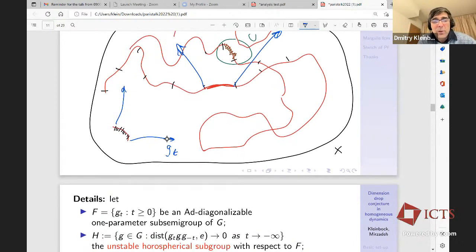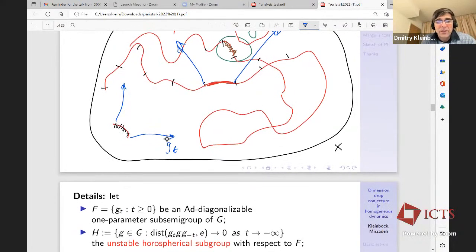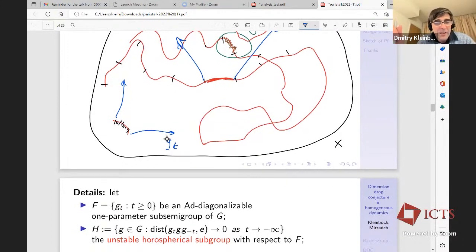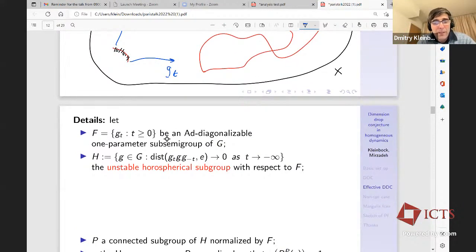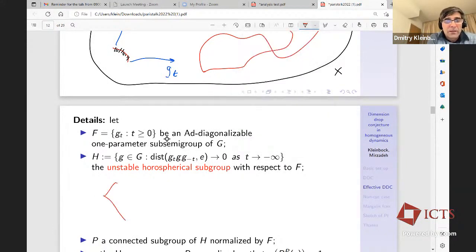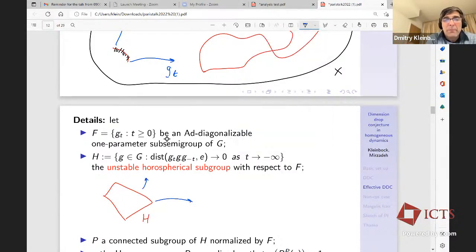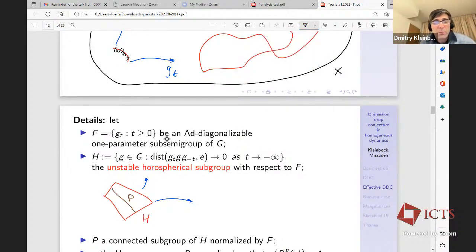So you start with F, which is a one parameter subsemigroup of G, which you assume is diagonalizable. You let H be the unstable hemispherical subgroup. This gives you the foliation which gets expanded by the action. And more generally, I want to fix a subgroup of H normalized by F. Okay, so sometimes it makes sense to consider, so maybe here you have H, which is expanded by the action, but in application, sometimes you need to stick to a smaller subgroup, which I will call P.